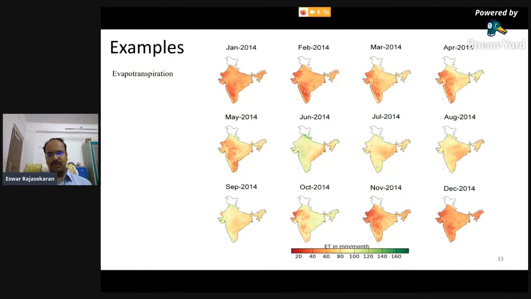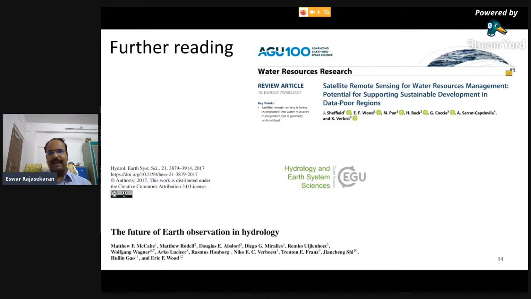If you are really interested in knowing more about the role of remote sensing in different applications related to the Earth system as a whole, I will suggest these excellent papers. One is by Sheffield and others, on satellite remote sensing for water resource management. It gives a broad overview of where remote sensing can be used for different applications. This is the future of Earth observation hydrology. Again, another really good paper which tells how Earth observation will look in the near future.